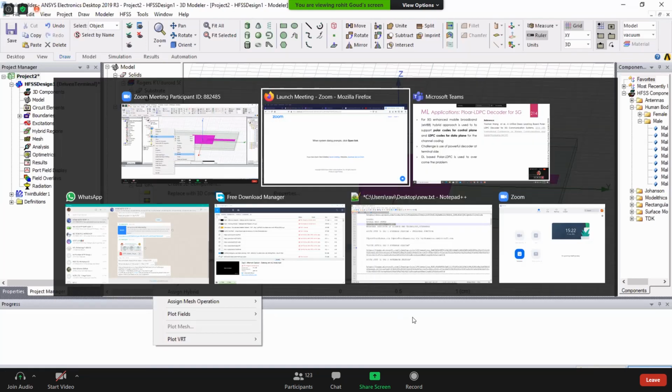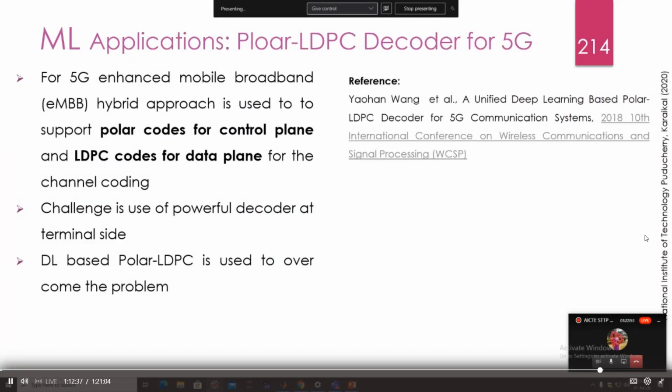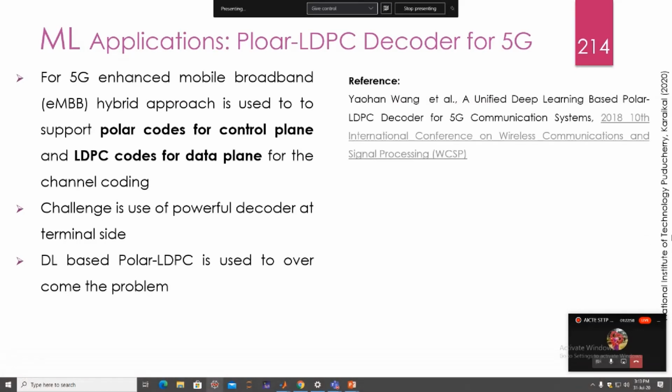There is another application of ML in the case of polar as well as LDPC decoders for 5G. Basically, polar code in 5G communication is used for the control plane, and low density parity check code, that is LDPC code, is used for the data plane in the case of channel coding. 5G basically uses polar codes as well as LDPC codes. So the challenge is the need for a powerful decoder at the terminal site in 5G communication. So deep learning based polar and LDPC decoding is used to overcome the problem.